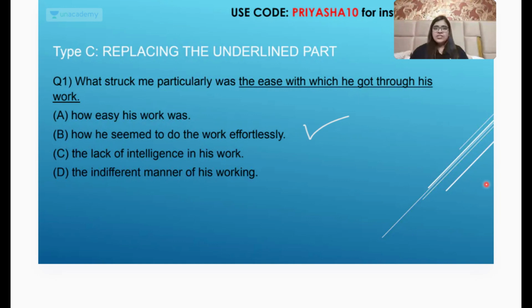So in this question, I don't think anyone has an issue so far. How he seemed to do the work effortlessly is the meaning, which can replace the term "the ease with which he got through the work."